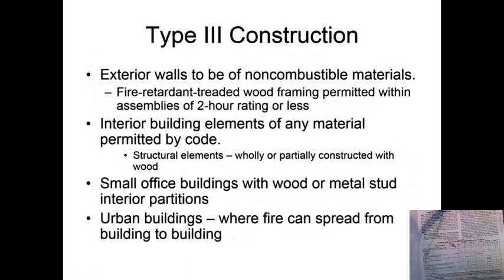Type 3, exterior walls to be of non-combustible materials. Fire retardant treated wood framing permitted within assembly of 2 hour rating or less. And the interior building elements of any materials permitted by code. Structural elements wholly or partially constructed with wood. A lot of times you see small office buildings with wood or metal stud interior partitions. And a lot of time urban buildings where fire can spread from building to building.